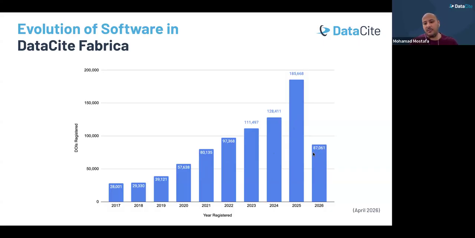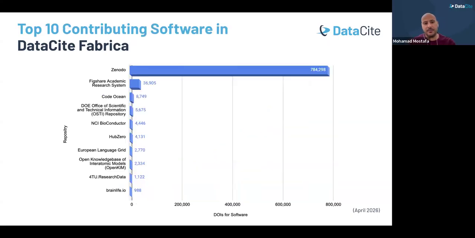2026, and we have over 87,000 entries for software and code that have been registered by our members with DOIs. This graph in particular, I think, reflects an interest from the research community to acknowledge software and code as a proper resource type, as a proper research output as well.